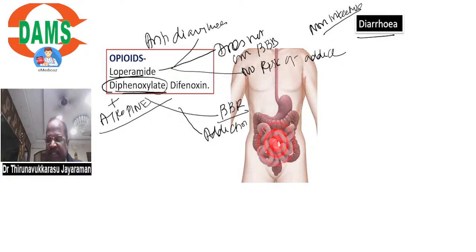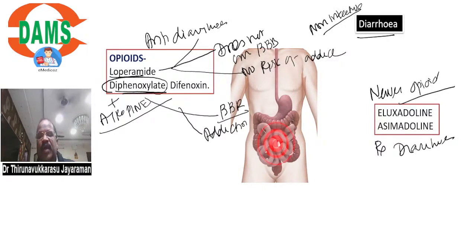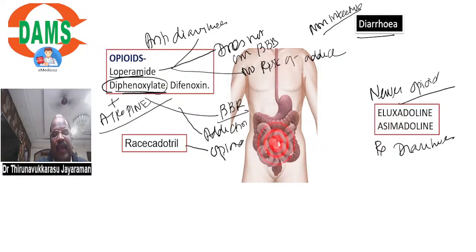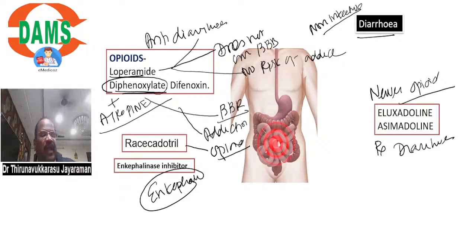And next point, we have newer opioids like eluxadoline and asimadoline. They are also useful for treatment of diarrhea. So for the newer drugs, think of eluxadoline and asimadoline. An extra point, racecadotril. Racecadotril is not exactly an opioid; it is an enkephalinase enzyme inhibitor. It accumulates enkephalin, thereby controlling diarrhea.